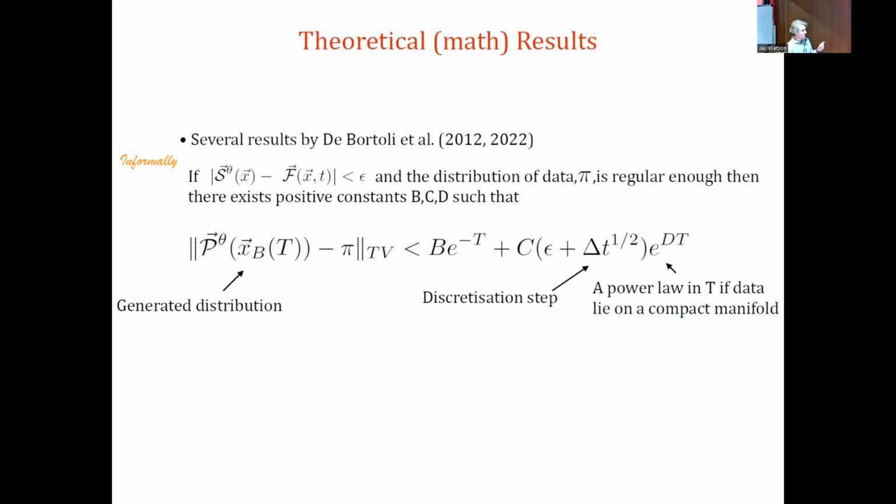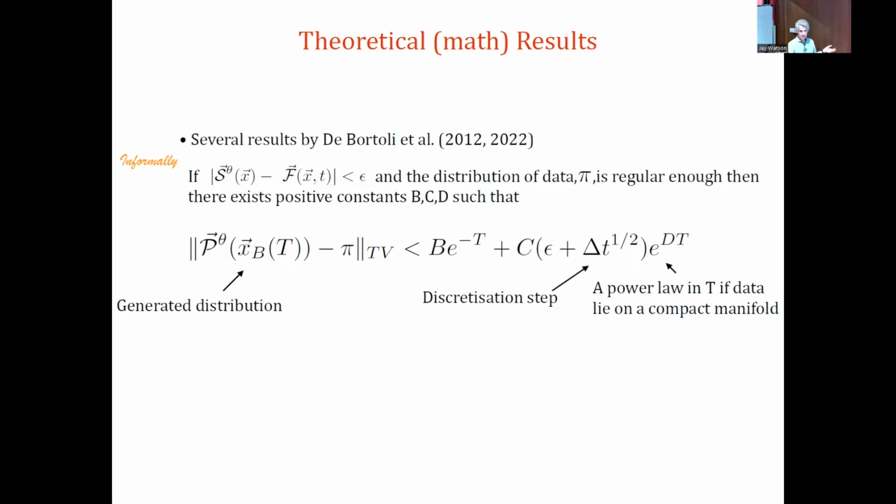So you could think that this is a very bad thing because it's exponential in T, but actually if you make additional hypotheses on the data distribution, then this also becomes less of a problem. It's not as bad as it seems. Okay, so this is the kind of result that they have.